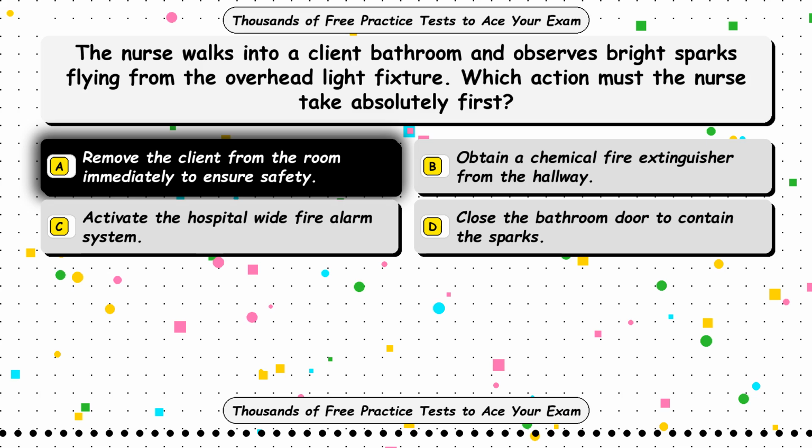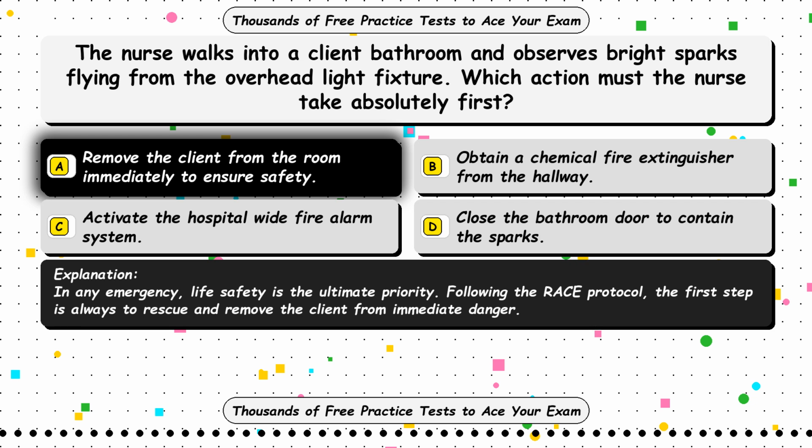The correct answer is option A. Remove the client from the room immediately to ensure safety. In any emergency, life safety is the ultimate priority. Following the RACE protocol, the first step is always to rescue and remove the client from immediate danger.